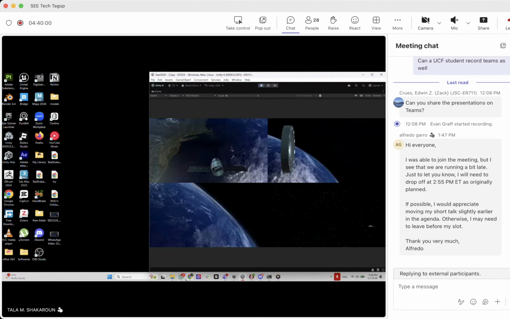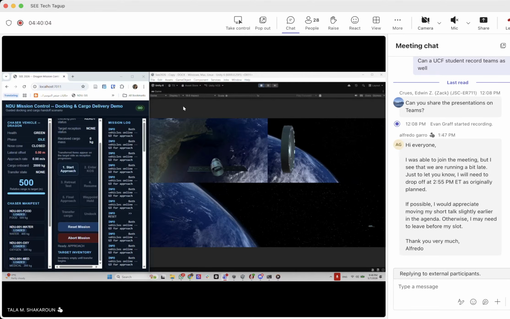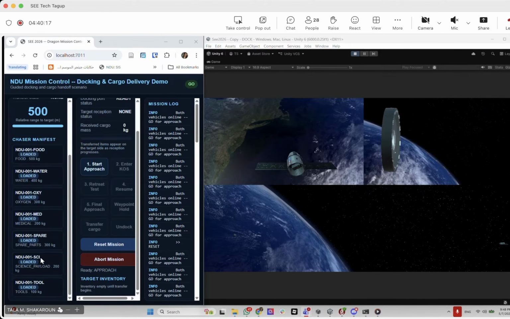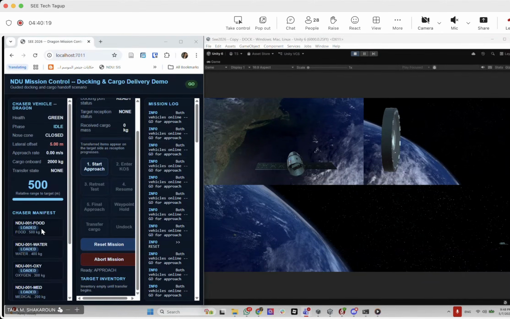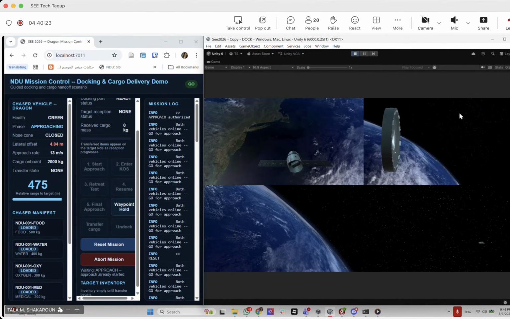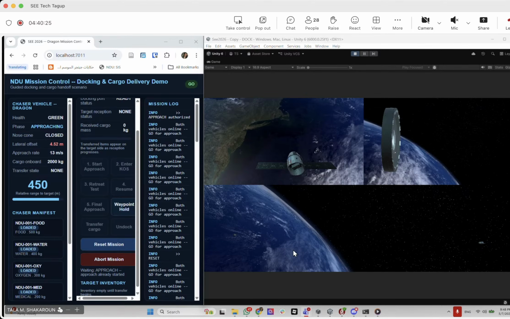So on your right, you will see the real-time visualization of the simulation going on in Unity, and on your left, you can see my dashboard. Now our chaser will have some supplies needed for our team's mission. You can see all our supplies right here, and as I press approach, you will see my chaser approaching the target.